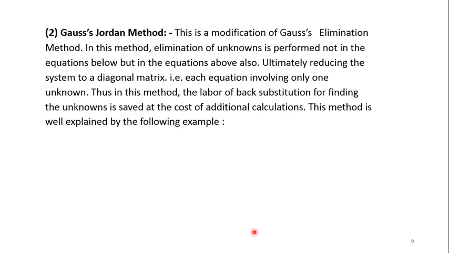It is just a modification of the Gauss elimination method. In this method, elimination of unknowns is performed not only in the equations below but in the equations above also. So ultimately the system is reduced to a diagonal matrix, that is, each equation involving only one unknown. Thus, in this method, the labor of back substitution for finding the unknowns is saved at the cost of additional calculation. This method is well explained by the following example.